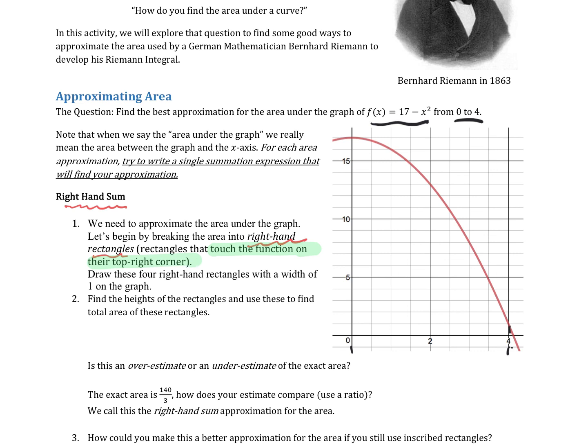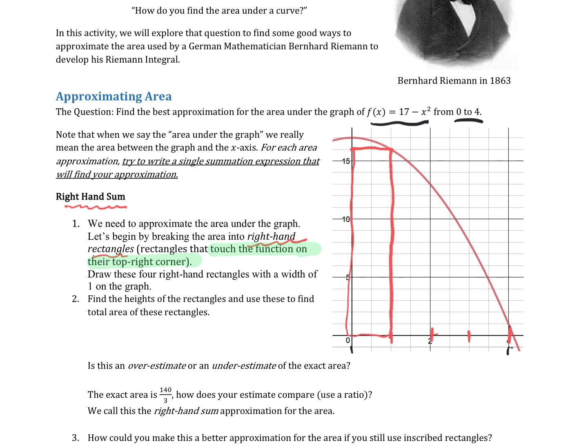Okay, and so let's draw them in. It looks like this. So we're going to have a width of 1, because we want 4 rectangles, and we're going from 0 to 4. So our rectangles, we'll start with this first one from 0 to 1. We're going to climb up until we touch the graph on the right side, and then we're going to make our rectangle. Okay, so there's our first rectangle we're going to find the area of.